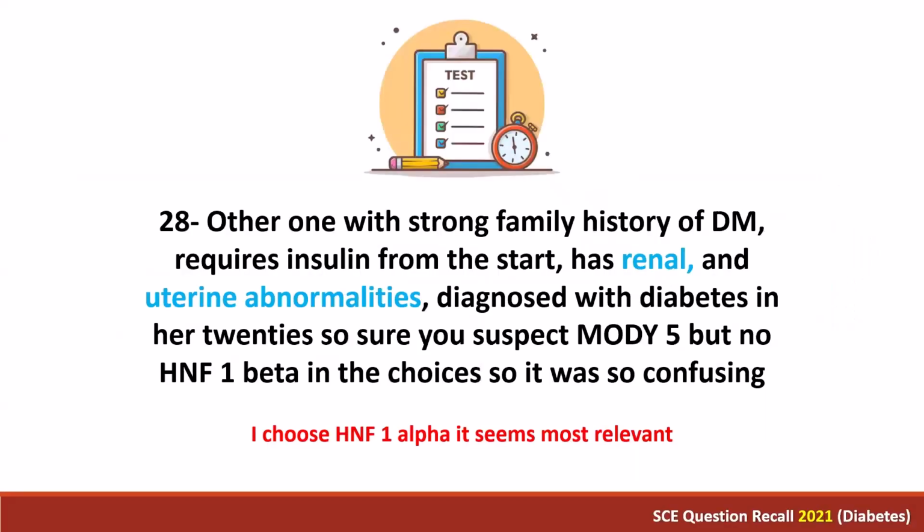Another question in 2021: the patient had a strong family history of diabetes, required insulin from the start, and had renal and uterine abnormality. Once you see renal and uterine abnormality, it is HNF1 beta.